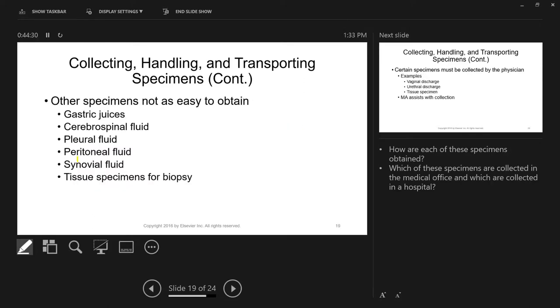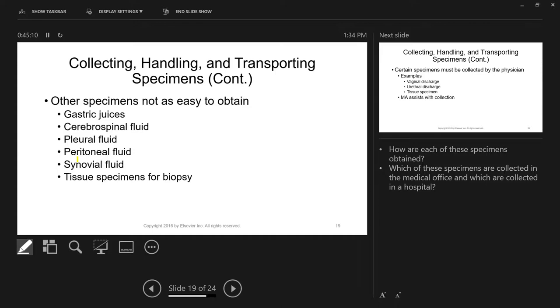Not so easy to get to: gastric juices. Those are in the digestive system. Cerebrospinal fluid. You've probably heard of a spinal tap before. The correct word for that is lumbar puncture, and they collect cerebrospinal fluid. That's one of the only ways, for example, you can detect meningitis. Meningitis is an inflammation of a specific layer around the brain and spinal cord, the meninges.